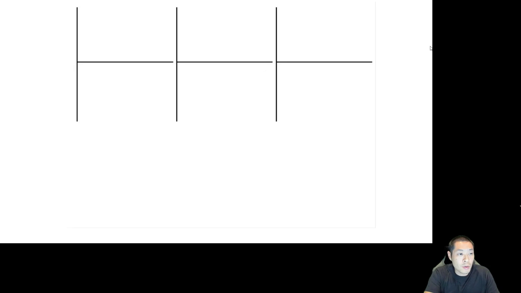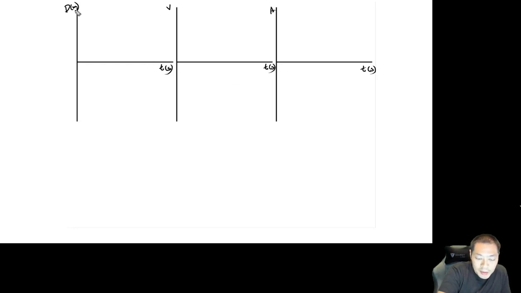So here are a set of 3 companion graphs. We have displacement versus time, velocity versus time, and then acceleration versus time. Remember, time is always in seconds. I'm drawing them near each other because we're going to make them related. Displacement is in meters, velocity is meters per second, acceleration is meters per second squared.